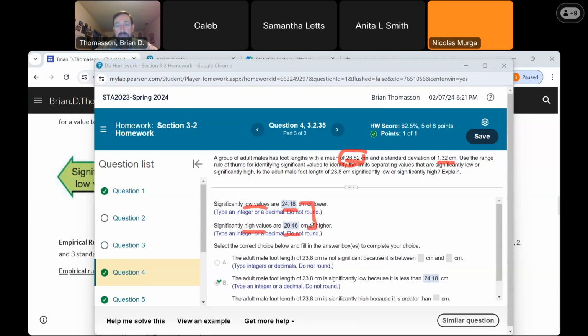Anything below 24.18 is significantly low. Anything above 29.46 is significantly high. And that's what they're asking us in the next question. We have an adult male foot length of 23.8 centimeters. Is that significantly low, high, or neither? Well, since 23.8 is less than 24.18, which is our lower bound, that would be significantly low. So they're going to ask this question a bunch of times. They're going to say, find the lower bound and the upper bound, and then ask whether this value is between, meaning not significant, or low, or high. Where does that fall? In this case, it's significantly low because it's below the lower end.